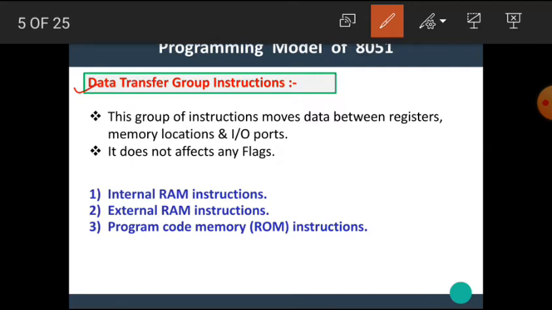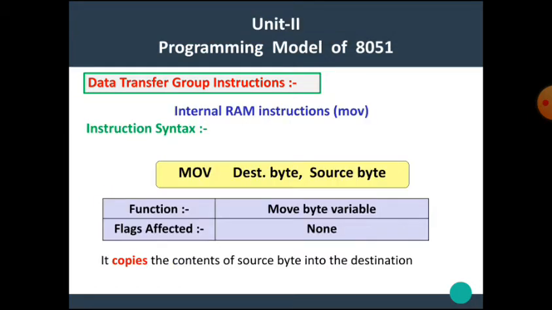This group of instructions moves data between registers, memory locations, and input-output ports. It does not affect any flags. There are mainly three types of data transfer group instructions, such as internal RAM instructions, external RAM instructions, and program code memory ROM instructions. Let's see one by one.